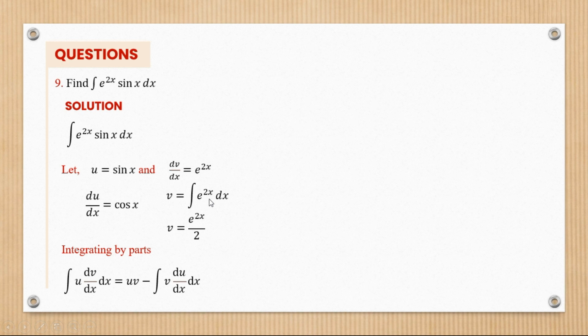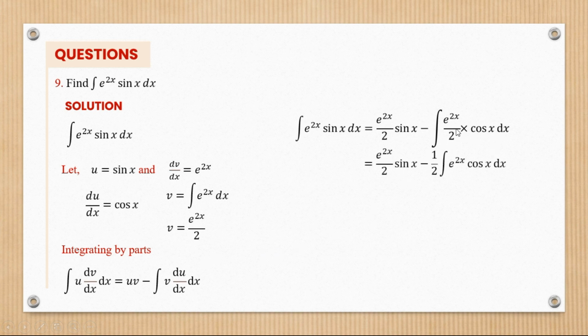So integrating by parts, this is the formula, and I'm substituting everything into the formula. I'll have e^(2x) over 2 times sin x minus the integral of e^(2x) over 2 times cos x dx. So this is what I get right there. Therefore I can pull out a half, and I'll be left with the integral of e^(2x) cos x dx. But as I can already see, this also needs to be integrated further.